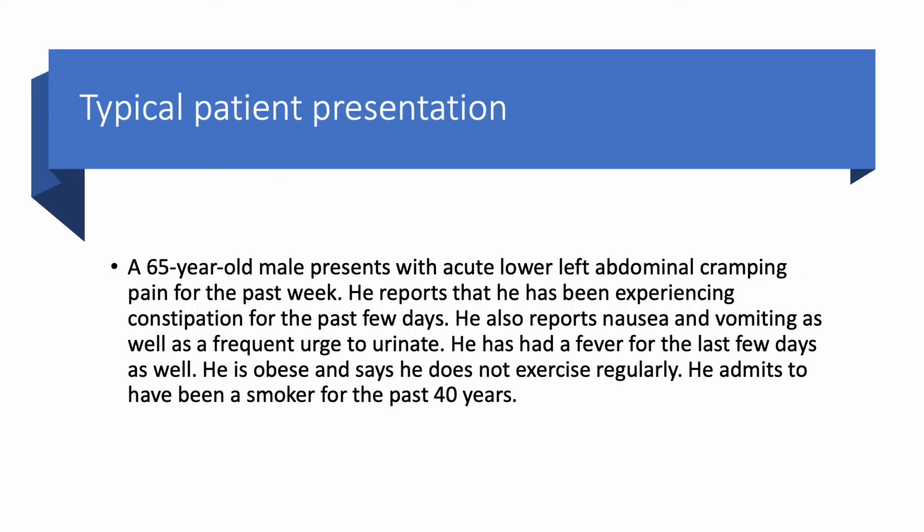Typical patient presentation. A 65-year-old male presents with acute lower left abdominal pain for the past week. He reports that he's been experiencing constipation for the past few days. He also reports nausea and vomiting, as well as a frequent urge to urinate. He's had a fever for the last few days as well.